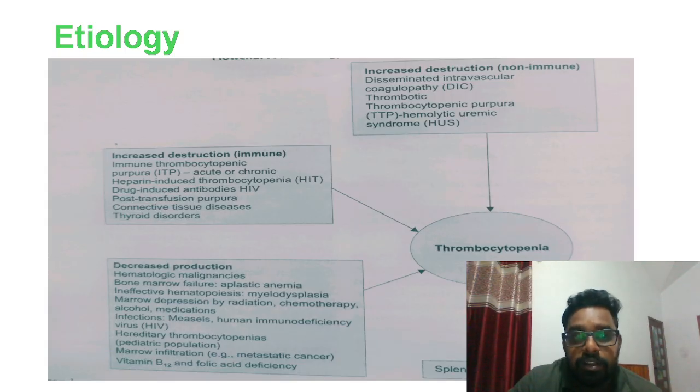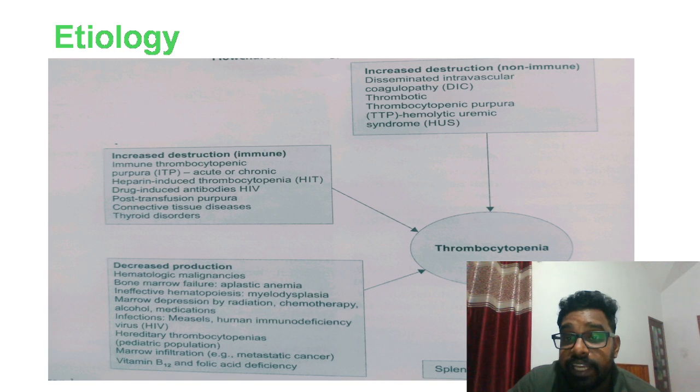You can go through the points. First one is immune thrombocytopenic purpura, that is known as ITP. Second one is heparin induced thrombocytopenia, that is HIT. Drug induced antibodies, HIV, post transfusion purpura, connective tissue diseases, thyroid disease. These are included in the increased destruction that is related to immune.